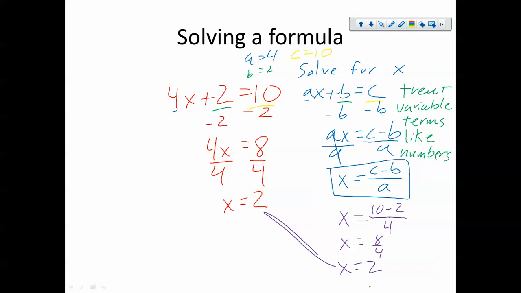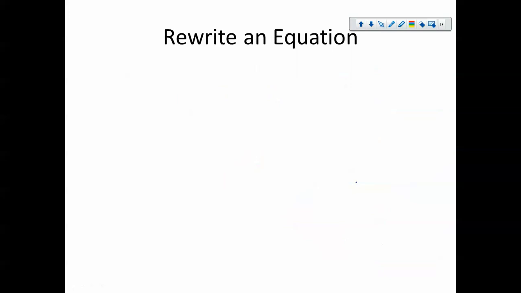So, we're solving for a variable. Variables act just like numbers. We do the same operations. It just looks a little bit funny because we're dealing with only variables. Let's do another example.